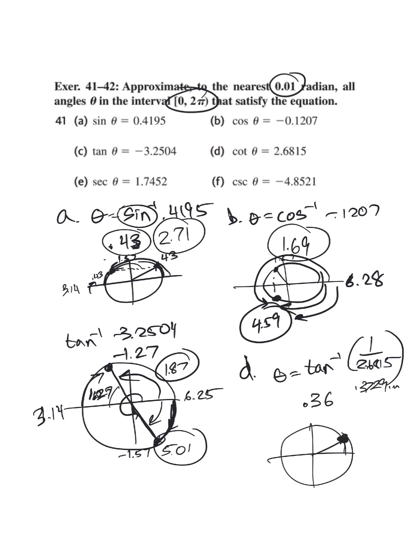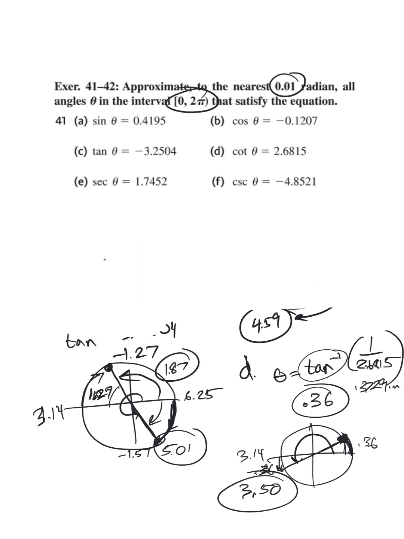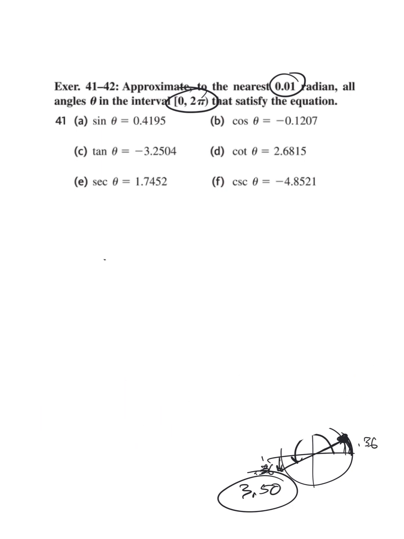Okay. That's 0.36. And again, radian is the distance around the arc. And tangent again, so it's going to be the other direction. So this little bit right here is 0.36. So how do we get to that from 0? We got to do 3.14 plus the 0.36. So that's going to be 3.50. So those are your two values for D. Let me erase some of these. And let's do E and F.